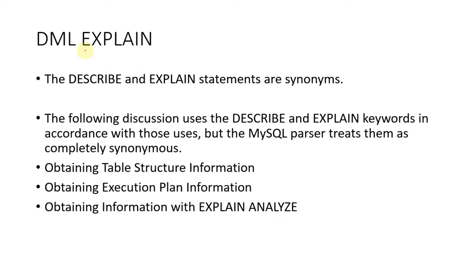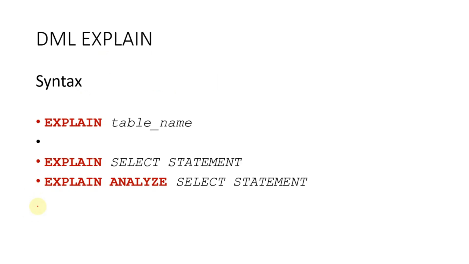Then we have explain. We can also use describe for this explain keyword. Both are the same. We can use explain to obtain table structure information, to obtain execution plan information, and also for obtaining information with explain analyze. So we have some syntax here for these three. The first one is explain and table name, the second one is explain and a select query, and the third one is explain analyze and after that a select statement. We will check all of these now.